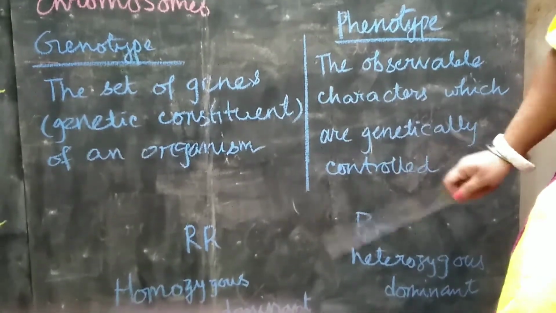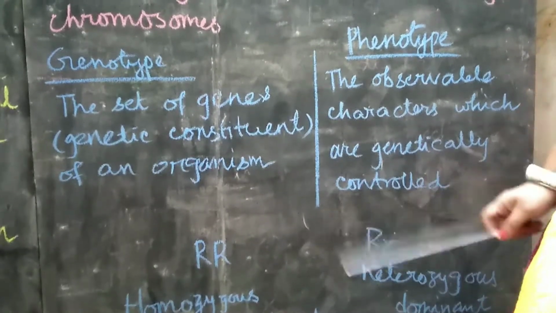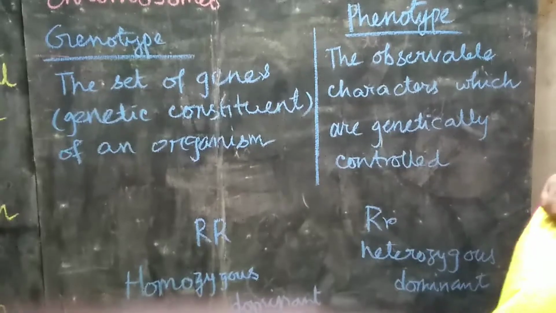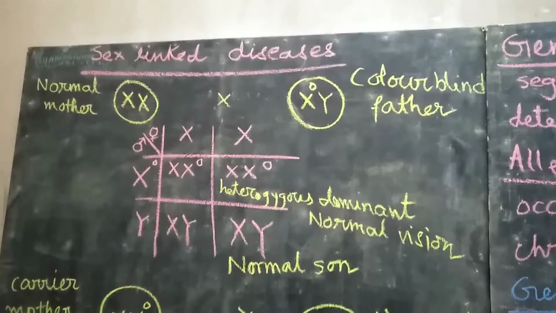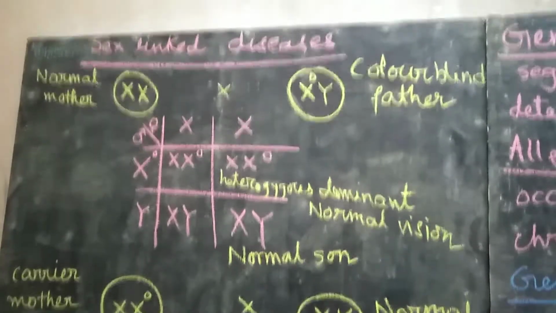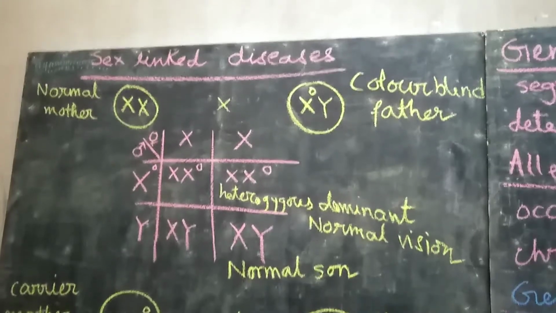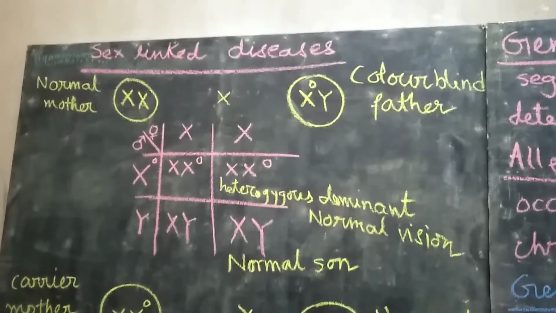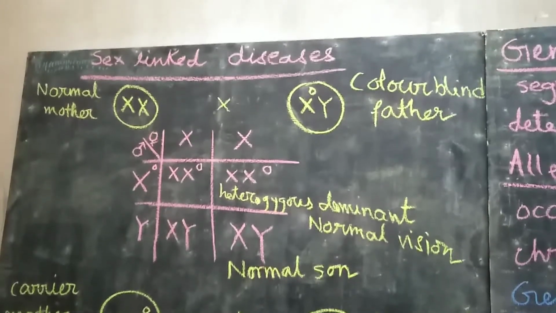Next, I will give you some problems regarding sex-linked inheritance, which I have described on that board. You look over there. Certain disorders caused due to heredity, such as hemophilia and color blindness, are more common in males than females. Such defects are due to recessive genes which occur on the X chromosome.